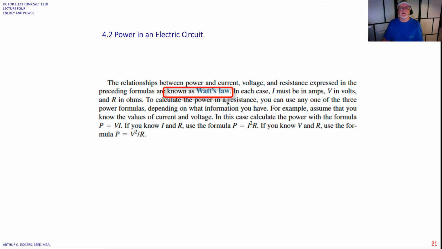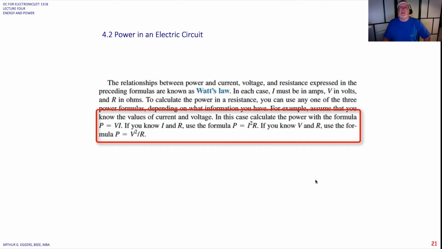To calculate the power in a resistance, you can use any one of the three power formulas depending on what information you have. For example, assume that you know the values of current and voltage. In this case, you calculate the power with the formula power is equal to V times I, or I times E. If you know I and R, use the formula power is equal to I squared R. If you know V and R, use the relationship power is equal to V squared over R.